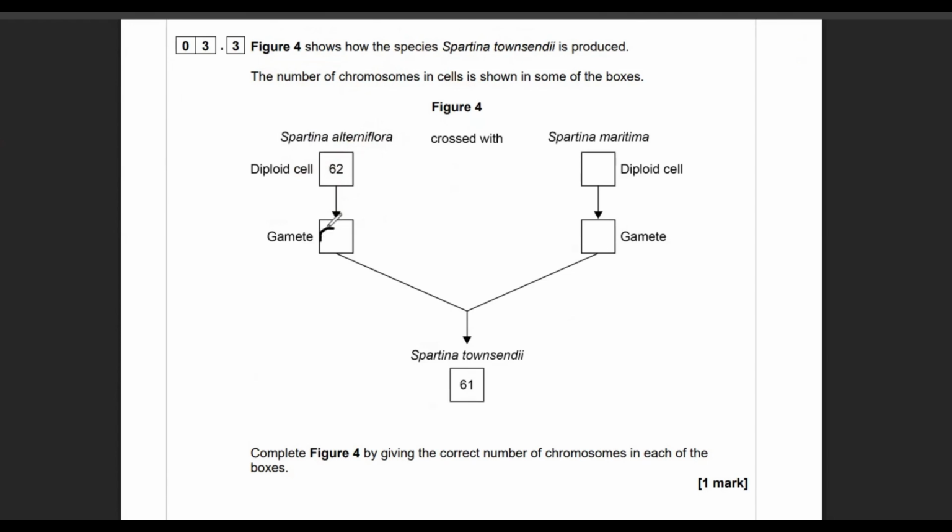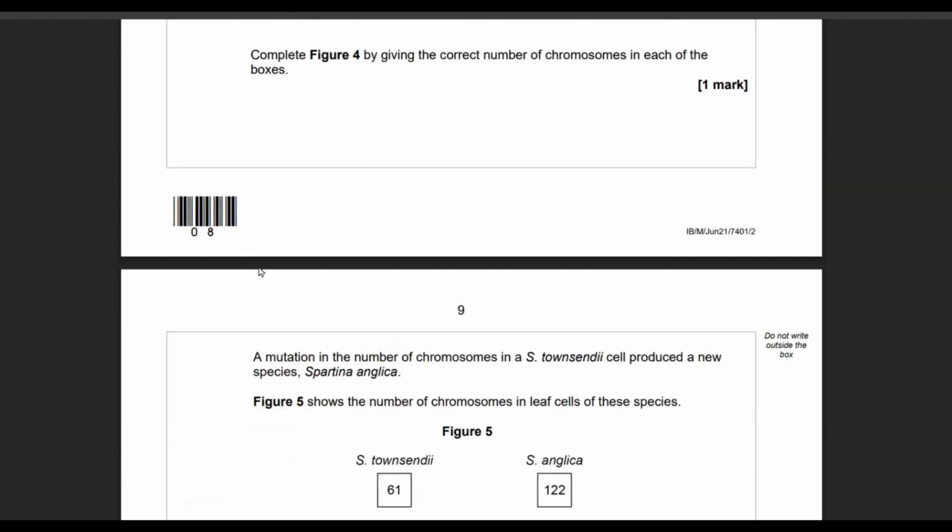Of course, what happens when you make a gamete? Think about humans when they make a sperm cell. It's got 23. It's got half the chromosomes of the diploid. So we're going to do the same here. The flower is going to have 31 in its gamete, and then it gets fertilized and it creates a new organism, Spartina townsendi, with 61. So it must have combined with a gamete that had 30, because 31 plus 30 makes 61. And that means that came from a diploid cell that was 60. And that is the Spartina maritima.